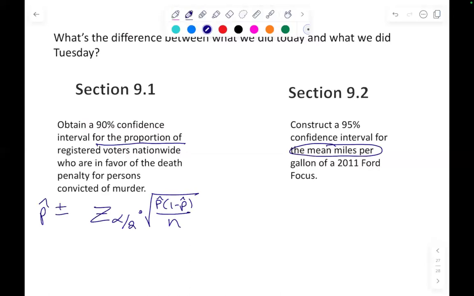All right. If on the mean, when you see mean in your question, you will use t sub alpha divided by 2 times s divided by square root of n. And this will be x bar plus or minus. So that's the difference between the two sections. You'll see proportion in one of them, use that. See mean in the other, use that. Give you a second to write that down, and then I will give you the other one.